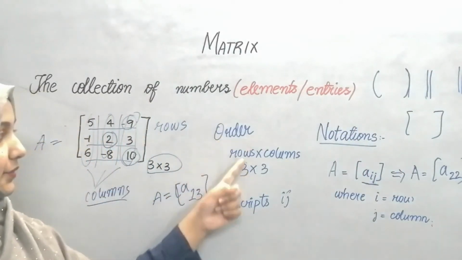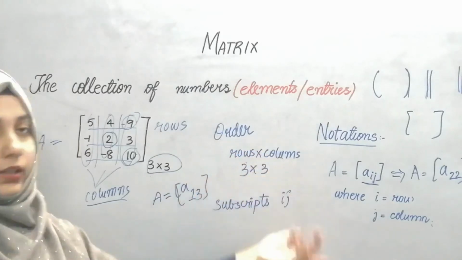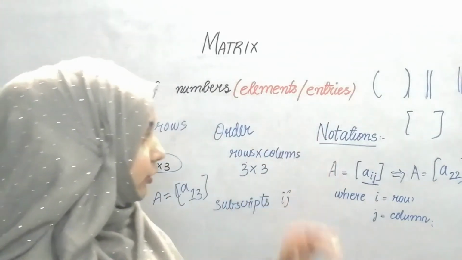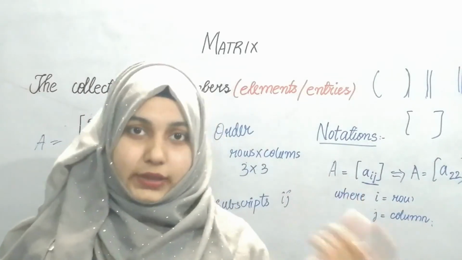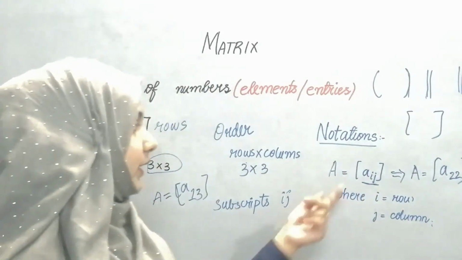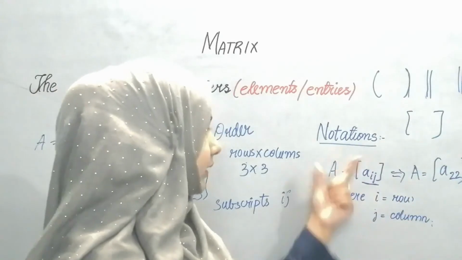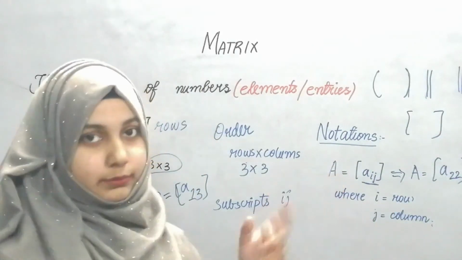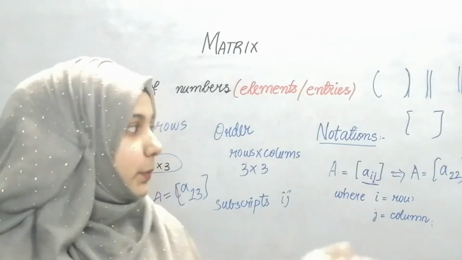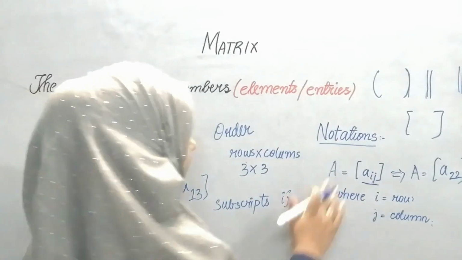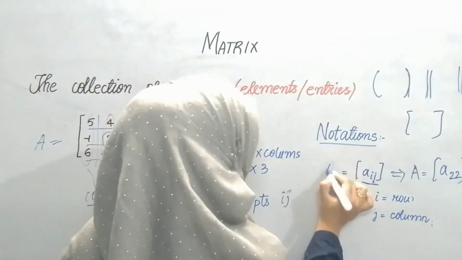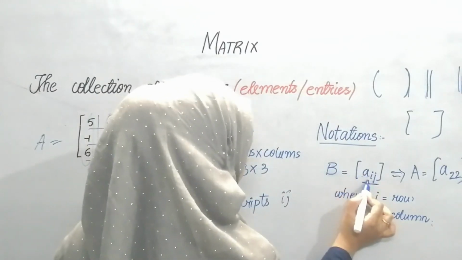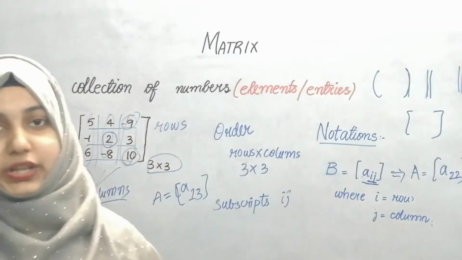So a matrix is nothing but a collection of numbers, where the numbers are called entries or elements, which are enclosed in either square brackets or these two fashions. Clear? Next, the order of a matrix is represented as row by column, the number of rows by the number of columns. Next, notation. If I want to locate one single element in a matrix, I'll represent it in this form: the name of the matrix, suppose the matrix is represented with A, or B or C, anything, is equal to the element with subscripts i and j.